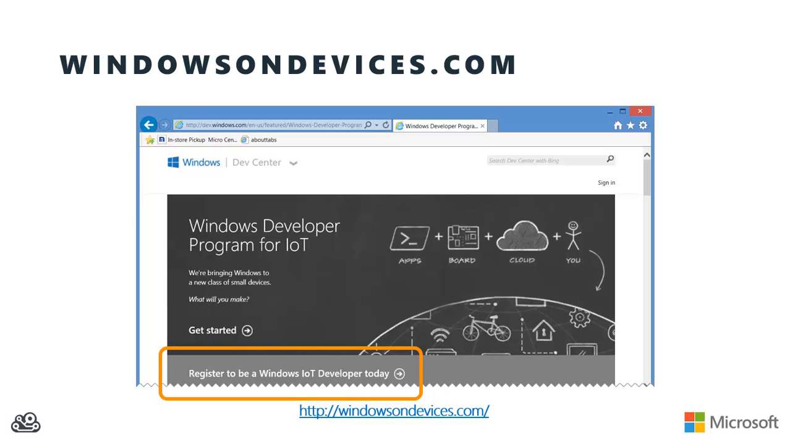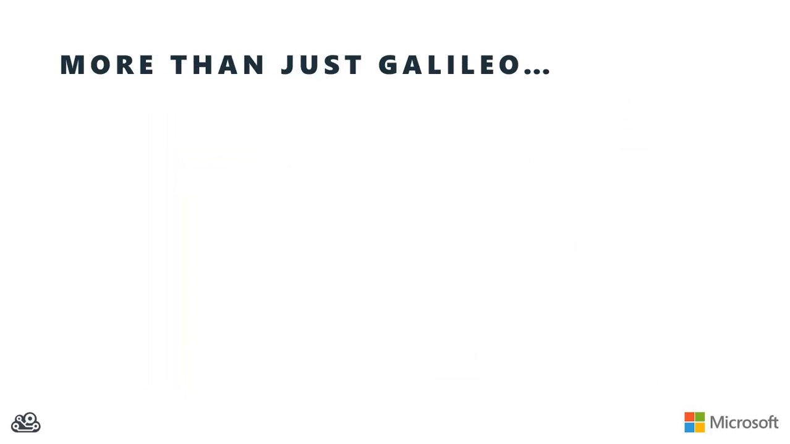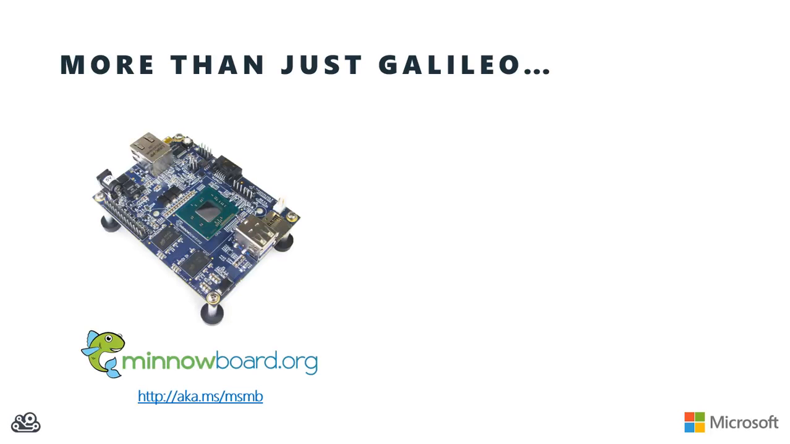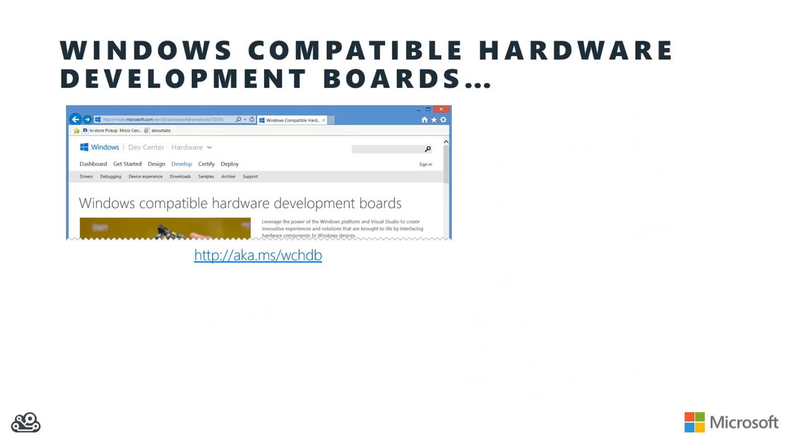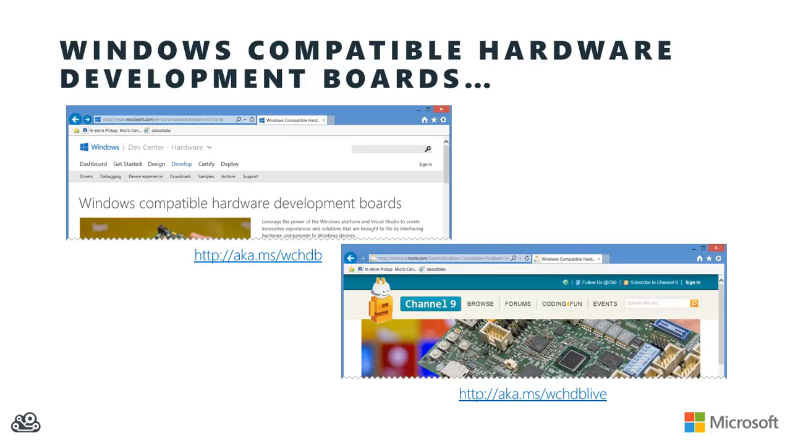And once you complete that process, you can then get access to the free versions of Windows that are made available. Now, in this session, we're going to be talking about the Intel Galileo board, but there are more boards than just the Galileo that are part of this program. In fact, we just recently announced support for the Minnow board as well as for the Sharks Cove. And you can learn more about those boards if you jump up to aka.ms WCHDB. That'll talk about the Windows compatible hardware development boards, and you can get the specs on all of those. And in fact, there was just last week a live stream on Channel 9 that talks about these and what their capabilities are and why you might use one over the other. So jump up and check out those links.